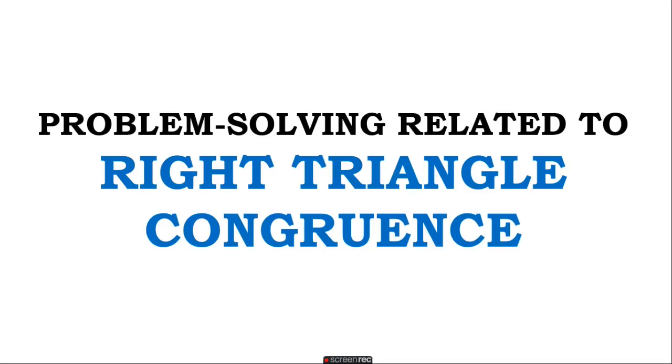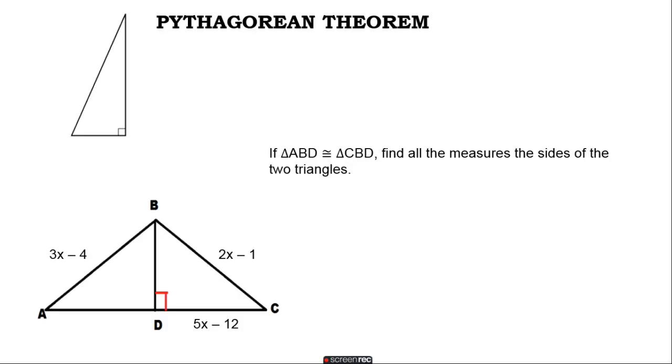Alright, so we are now going to have the problem solving related to right triangle congruence. We're going to apply some of the theorems and formulas in solving congruent right triangles. The first thing that we're going to apply is the Pythagorean theorem. And we know that right triangles have different sides. So the first thing that we're going to do is label the sides of this.